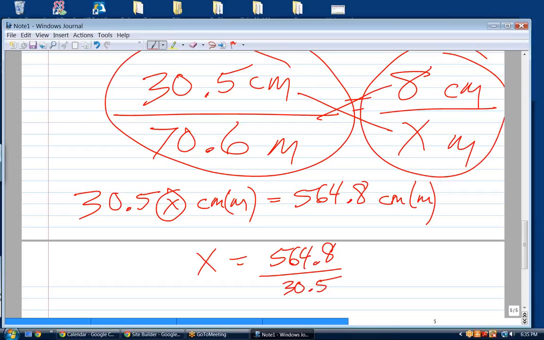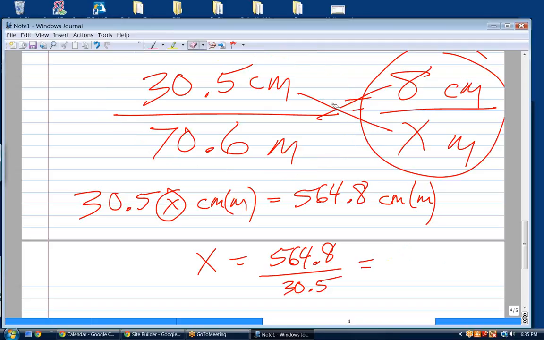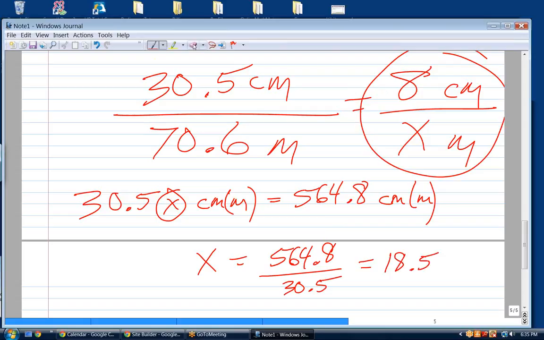Oh. So what is that number? 564.8 divided by 30.5. Doing that. 18.51-ish, and we only have to round it to the nearest tenth. So 18.5. So now let's look at this picture and see if it makes sense.